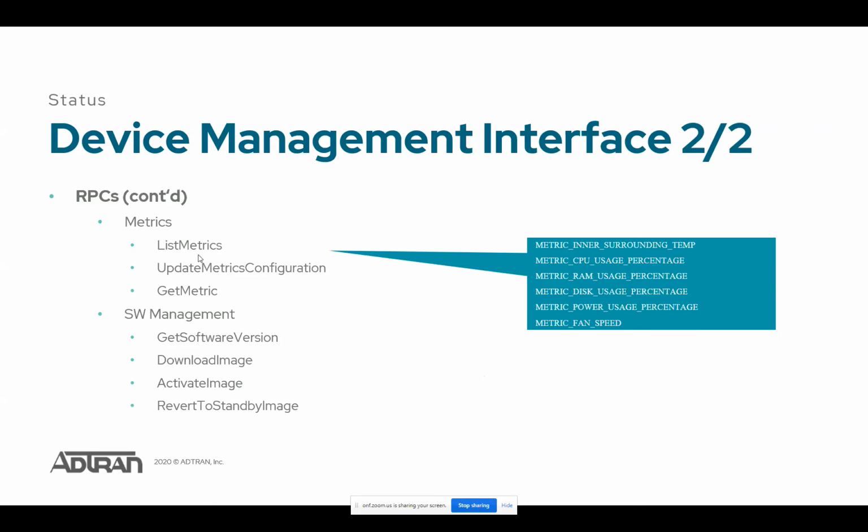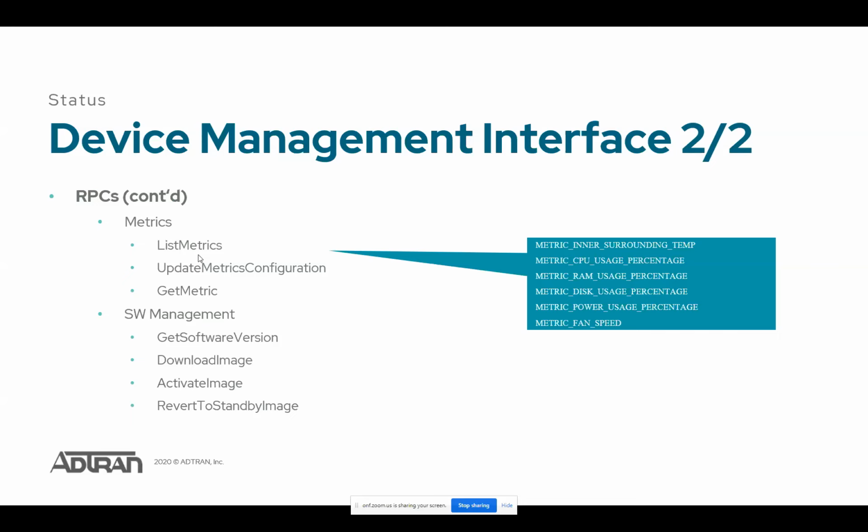Then we have metrics. You can list the supported metrics. On the right-hand side, again, you can see the metrics which are supported. So it's inner and surrounding temperature, CPU usage, RAM usage, disk usage, power usage, and fan speed. You can update the metrics configuration, which means you can specify which metrics to collect and at which point in time. And you can query specific metrics manually.